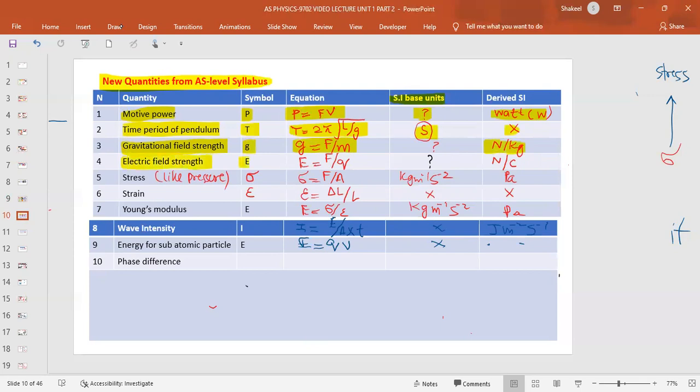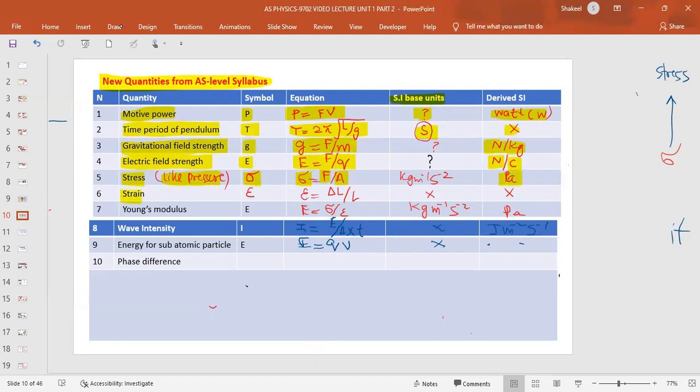Then electric field strength, E, which is F over Q. Force is Newton and charge is Coulomb. So its derived unit is Newton per Coulomb. Then stress is like pressure. This is the symbol sigma. Sigma is force over area, so it is similar to pressure. That's why it is Pascal.